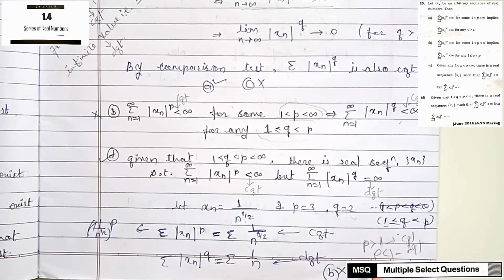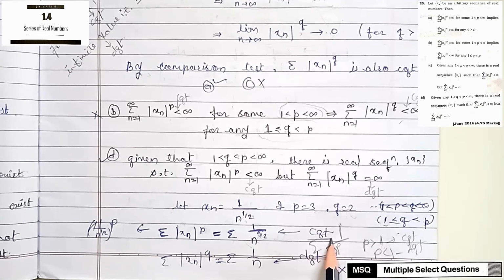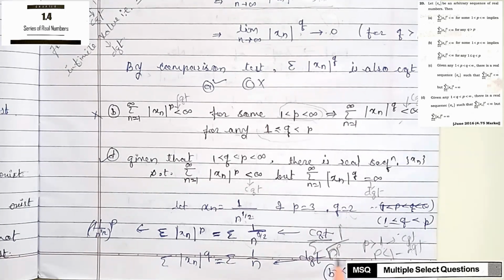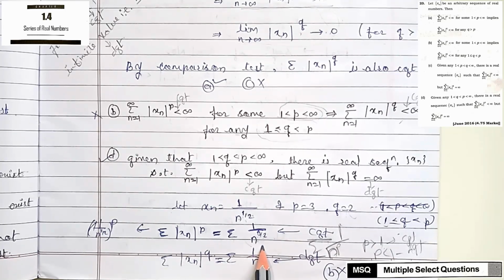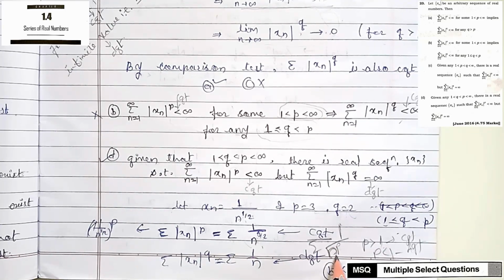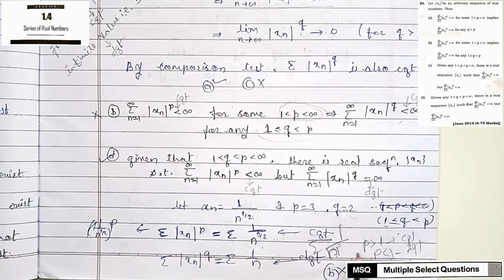If we have the series 1 upon n raised to p, and p is bigger than 1, then the series is convergent, and if p is smaller than or equal to 1, we say the series is divergent. By the p-test, we write 1 upon n to the power 3 by 2, which is convergent. I hope you all have understood how we can say this series is convergent by using the p-test: if p is bigger than 1, convergent; if p is smaller than 1, divergent.